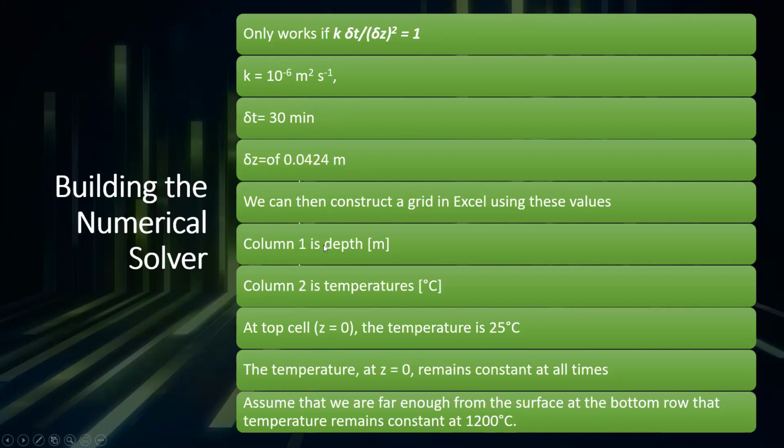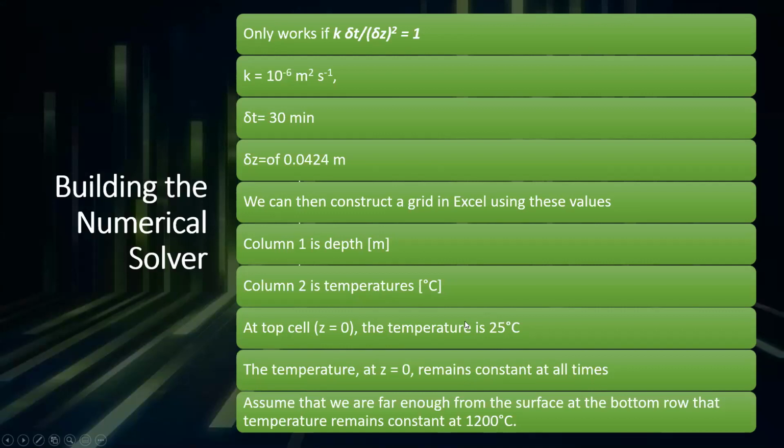Column 1 is going to be depth, and column 2 is going to be temperature. And at the top cell, which is z equals 0, the temperature is 25 degrees Celsius, because as we said, that is the temperature at the surface. And also the temperature at z equals 0, at the surface, remains constant at all times.